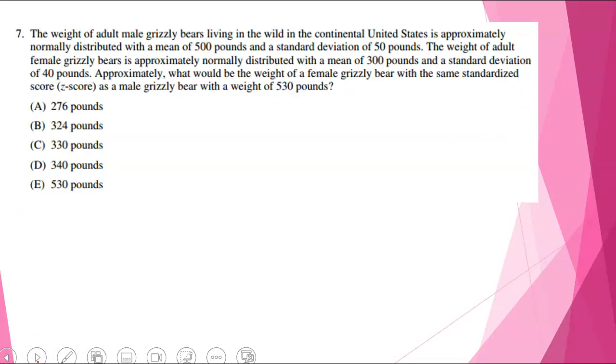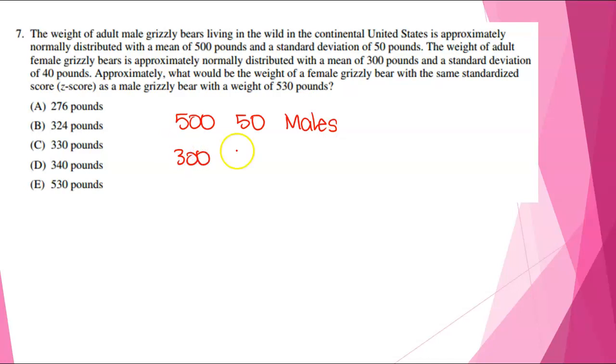Question 7. The weight of an adult male grizzly bear living in the wild in the continental United States is approximately normal with a mean of 500 pounds and a standard deviation of 50. And this is for males. The weight of an adult female grizzly bear is approximately normal with a mean of 300 pounds and a standard deviation of 40 pounds.